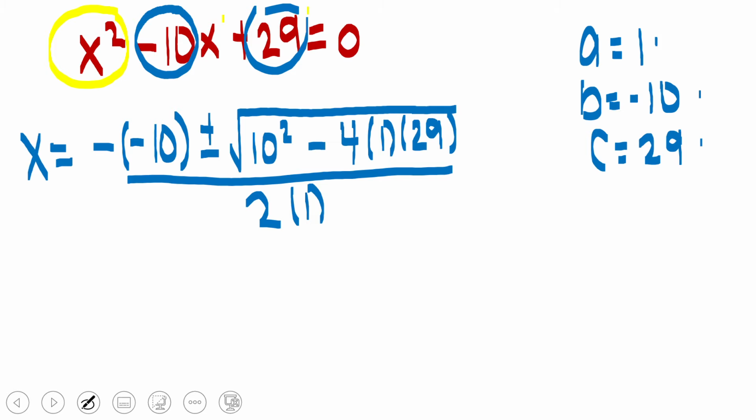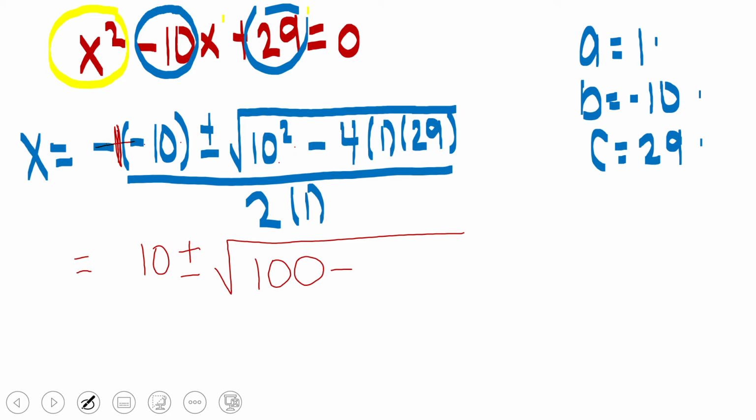So working from here, a negative 10 becomes a positive 10. It would be a negative 1 times negative 10 in invisible math. So we have 10 plus or minus the square root of 10 squared is 100 minus 4 times 1 is 4 times 29 is 116, all over 2 times 1, which is 2.